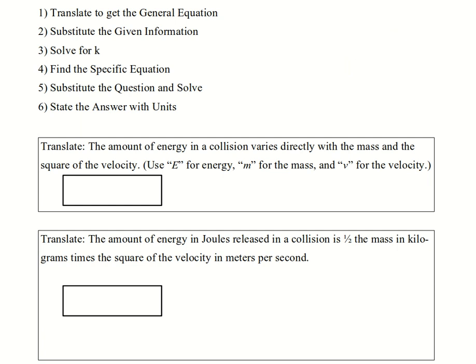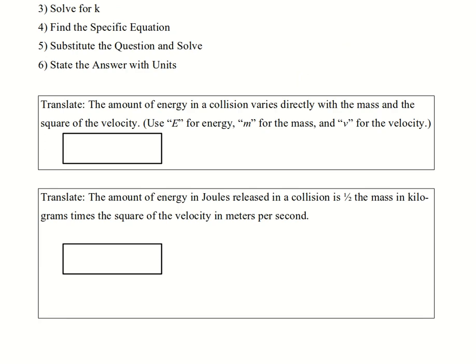One of the things we want to remind ourselves of is our equation. So let's start by translation. It says the amount of energy in a collision, that is E for energy, varies. Remember, varies means equals k times. Directly tells us that what's coming is going to be multiplied. So that "and" right here is telling us to multiply, not add, because of the directly, with the mass. We're going to use m for mass, and the square of the velocity. So when we plug all that good stuff into our formula, we've got E equals kmv squared.